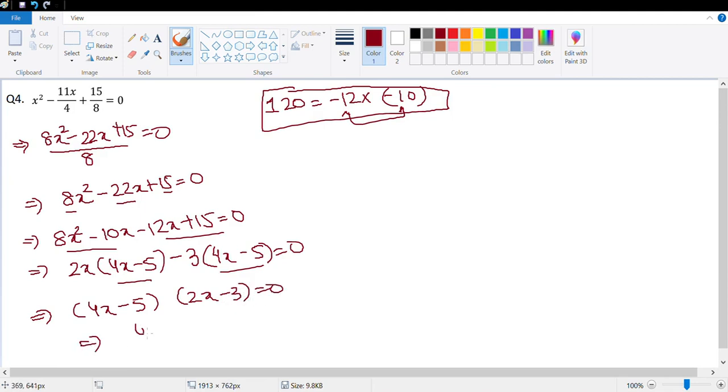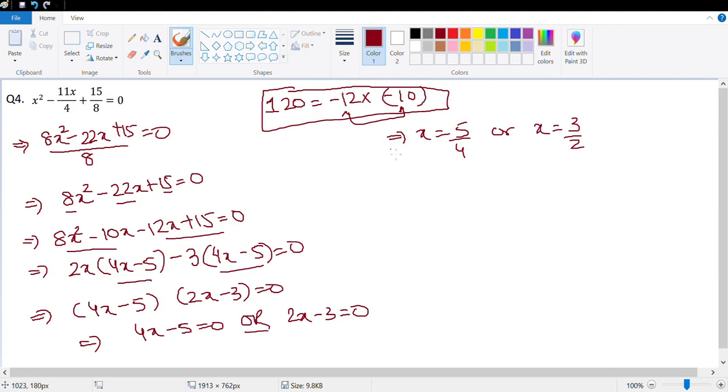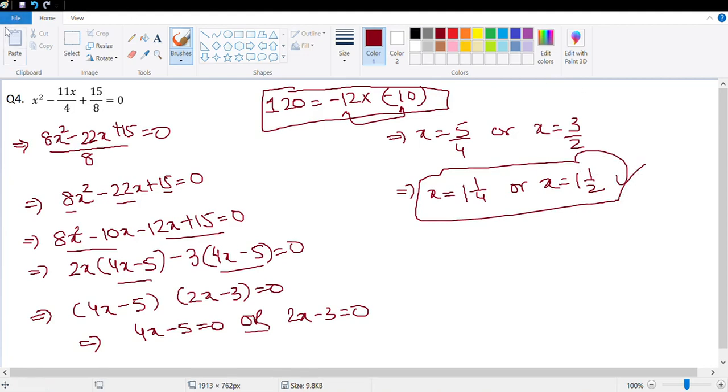This gives us 4x minus 5 is equal to 0, or 2x minus 3 is equal to 0. This gives us x is equal to 5 by 4, or x is equal to 3 by 2. You should write your answer in mixed fraction form. So x is equal to 1 1/4, or x is equal to 1 1/2. Perfect. That's the final answer. Let's look at the next question.